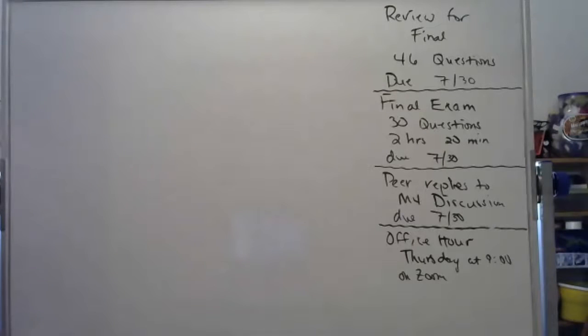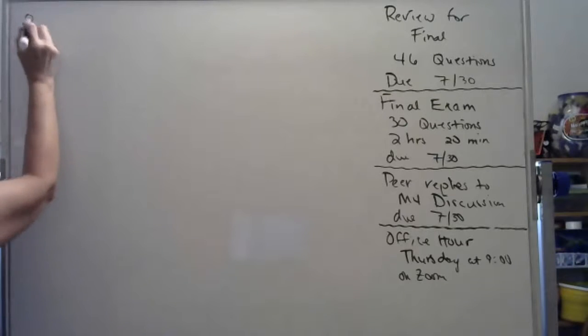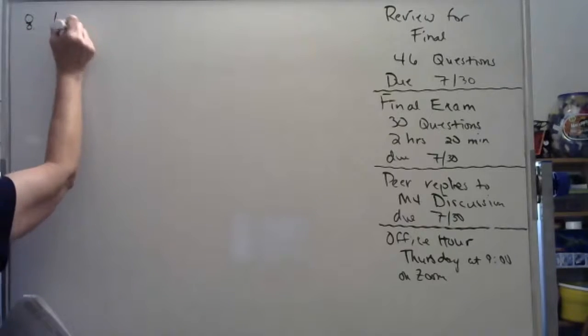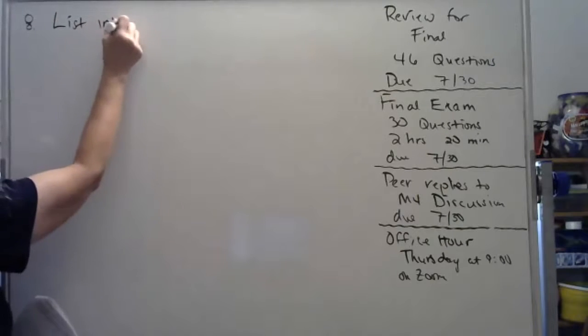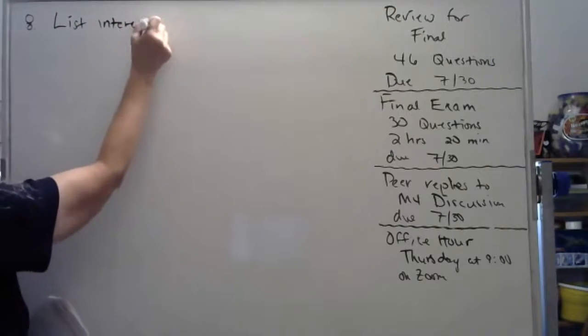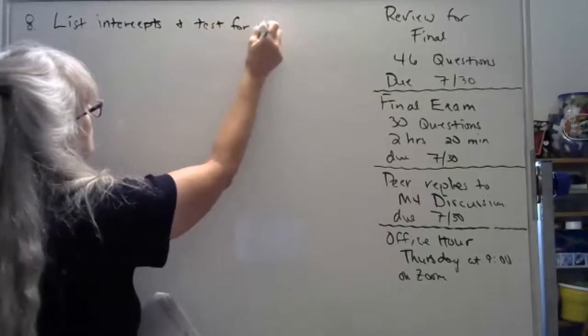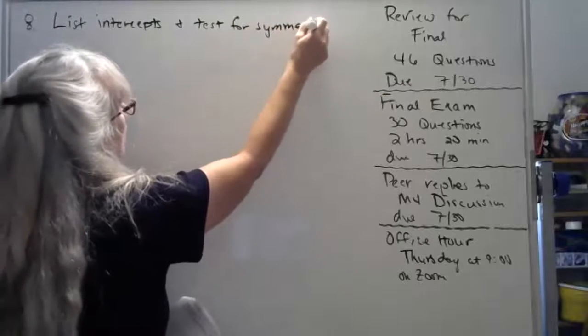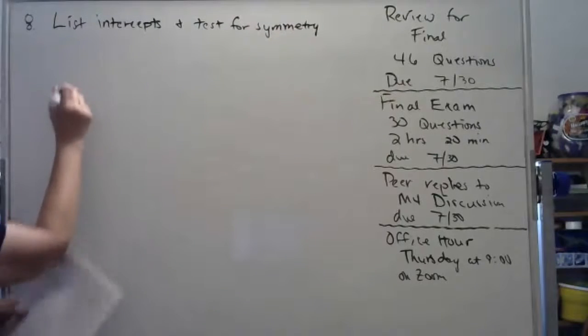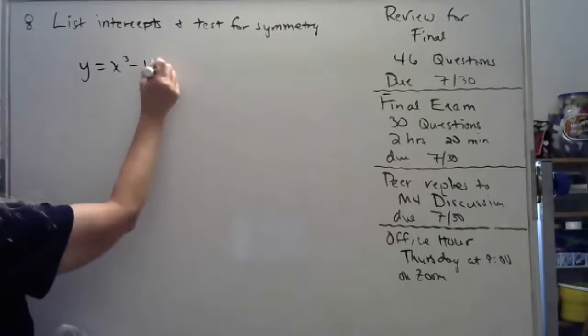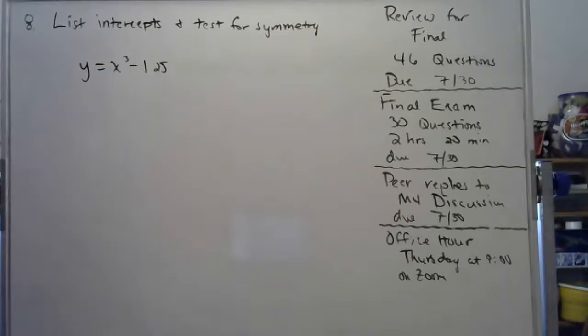Okay, then I'm going to skip up to question number 8 on the review. So number 8 says, for the given equation, we want to list the intercepts and test for symmetry. Okay, and then the equation is y equals x cubed minus 125.